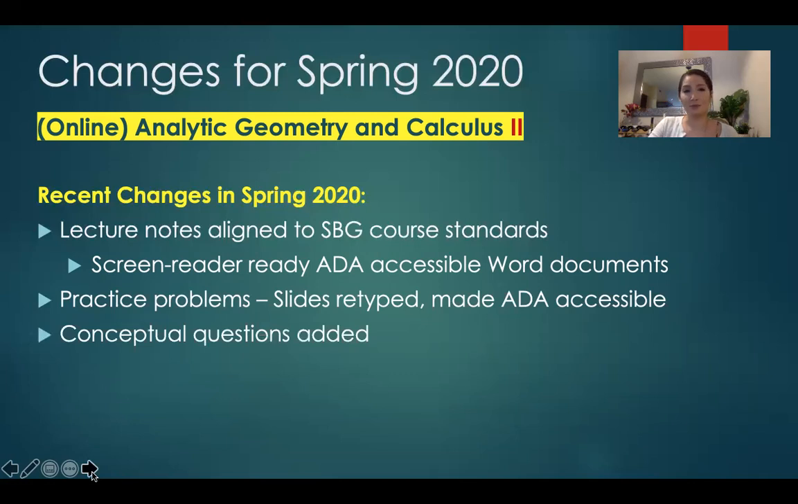I added conceptual questions to the Analytic Geometry and Calculus 2 online course. In the face-to-face course, I always give homework problems from the book as well as conceptual questions related to the concepts, related to the particular problems that they're working. Because I think it's really important that our students are able to articulate the concepts in their own words.